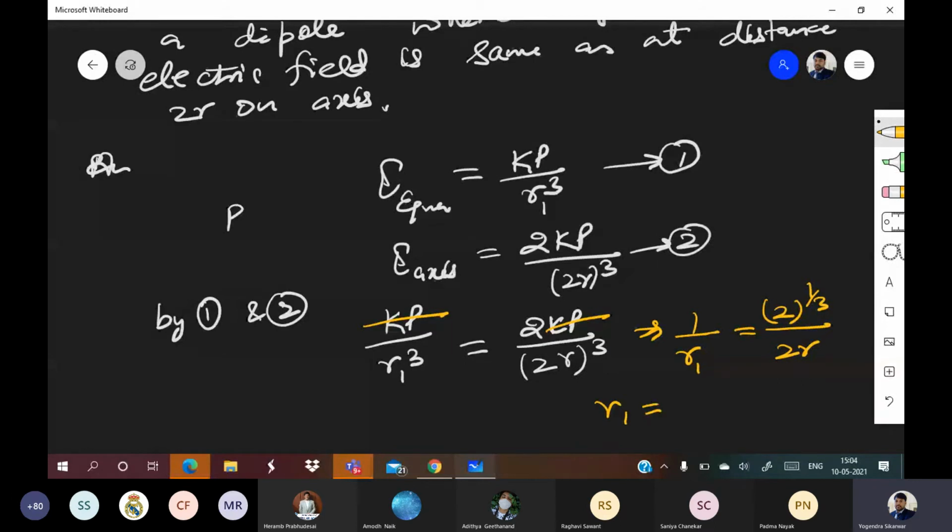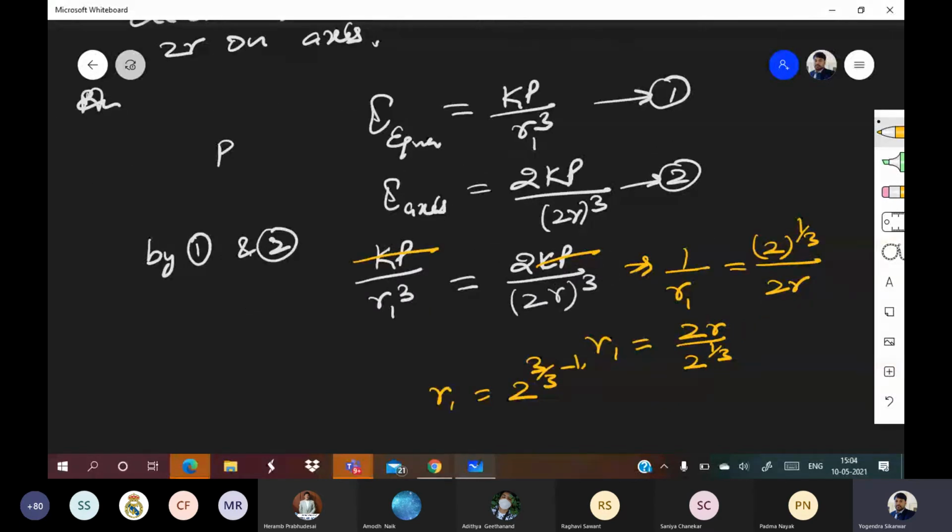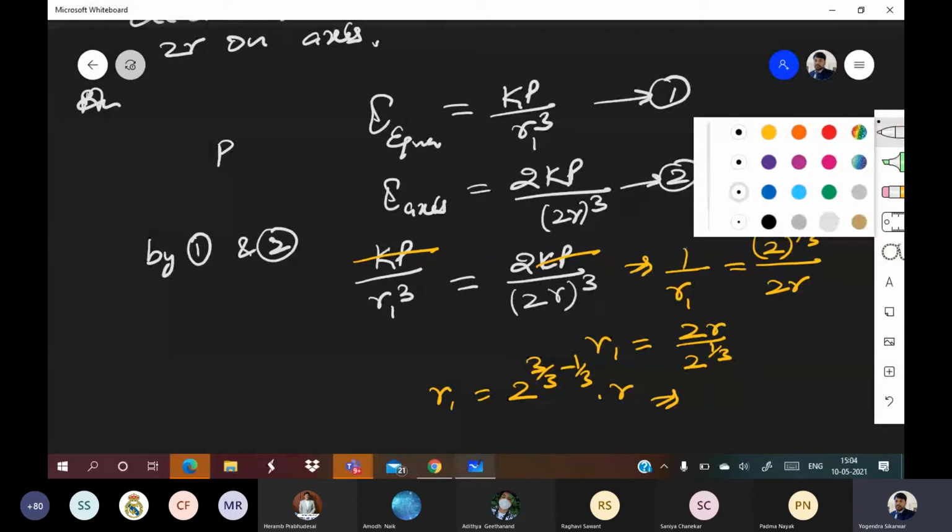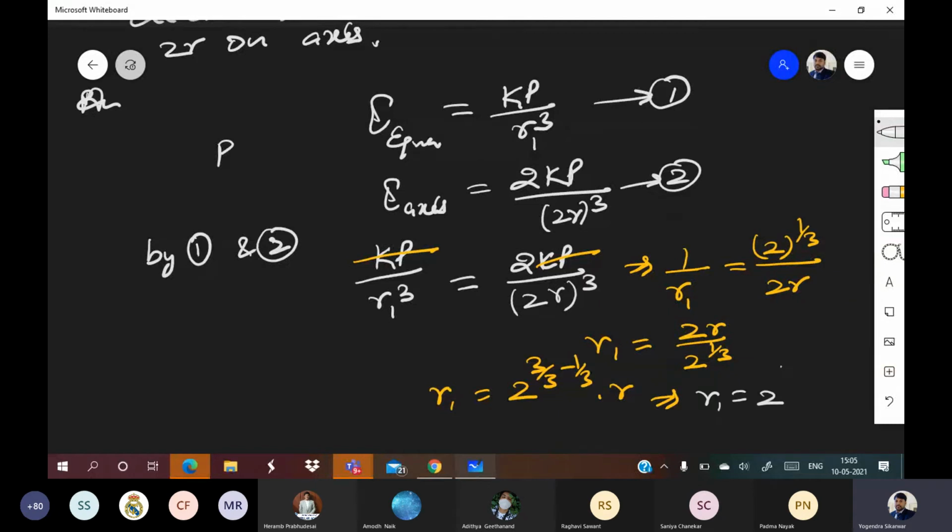Now you can simplify it further by writing R1 is equal to 2 to the power 3 by 3 minus 1 by 3 into R. That gives us R1 is equal to 2 to the power 2 by 3 into R. Now 2 to the power 2 by 3 can be written as 4 to the power 1 by 3 also.